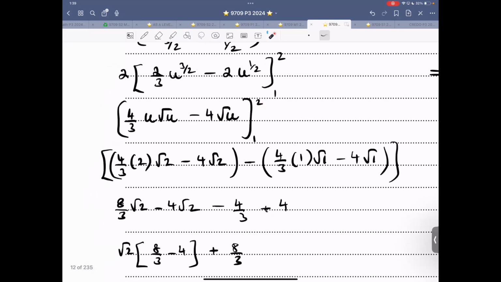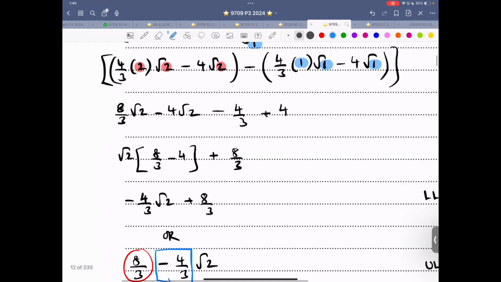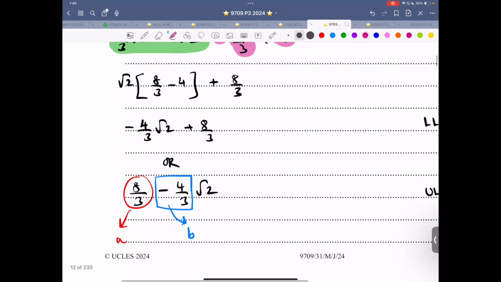First, plug in the upper limit. So let me focus on the upper limit. That is 2. So 2 goes over here, 2 goes over here, 2 goes over here. And then plug in the lower limit. So 1 goes over here, 1 goes over here, 1 goes over here. And then you would simplify. So when you simplify, you have these things together like this, and the root terms are together, and then the normal constants are over there. Simplify. And this is the answer that you are getting.